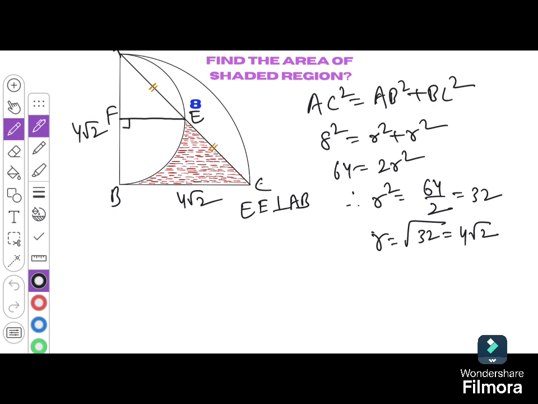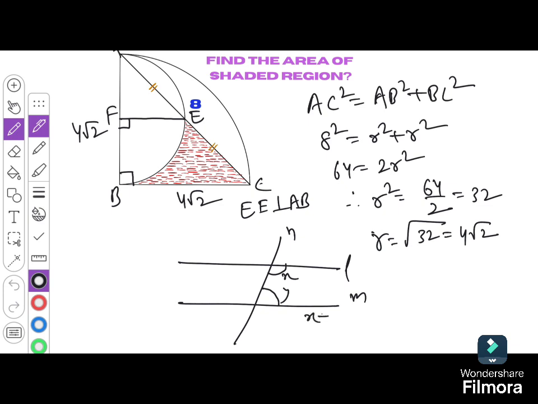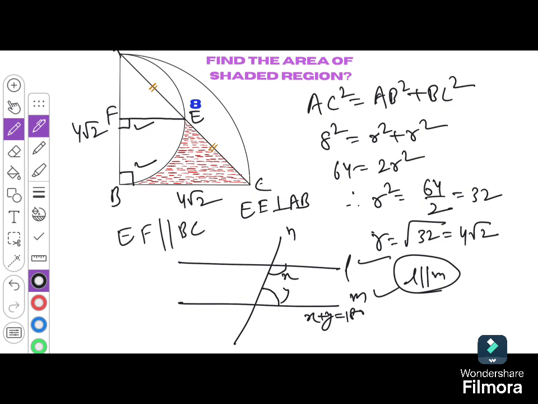You see, this is perpendicular, it means this is 90 degree and this is also 90 degree. So already we know that there is a theorem: if there are two lines L and M and they are intersected by a third line N, or it is called a transversal line, and the sum of these two co-interior angles, let's suppose X and Y, is 180, then definitely these two lines will be parallel. L will be parallel to M. So here this is 90 degree, this is 90 degree, means total 180. So definitely EF will be parallel to BC.